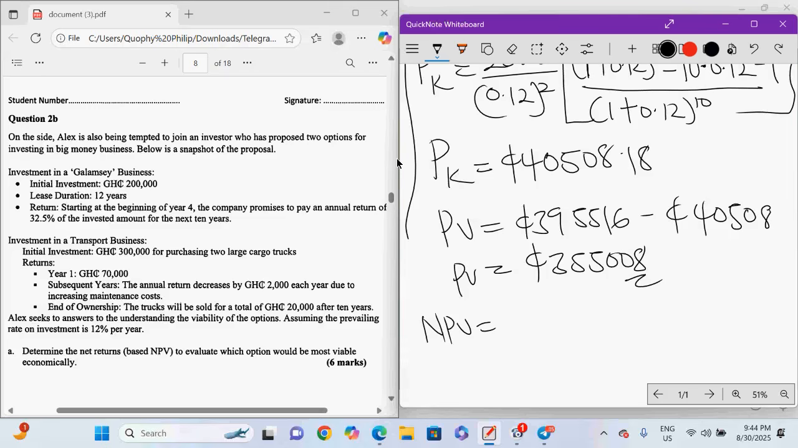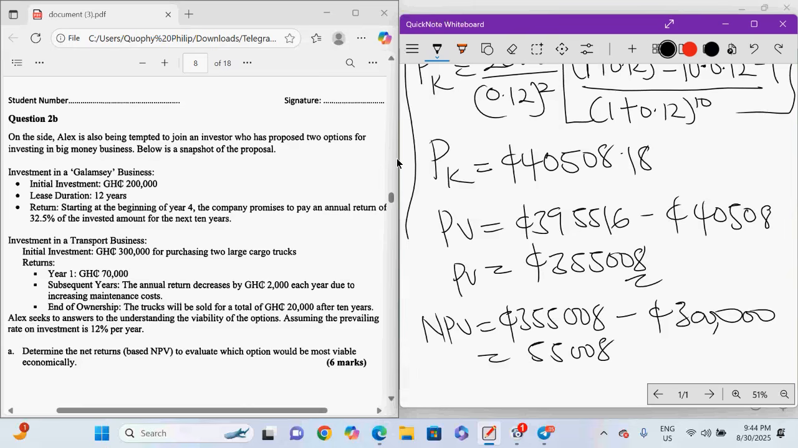So to get our NPV, the NPV will be the 355,008 minus the 300. So what is our NPV? NPV is 55,008.